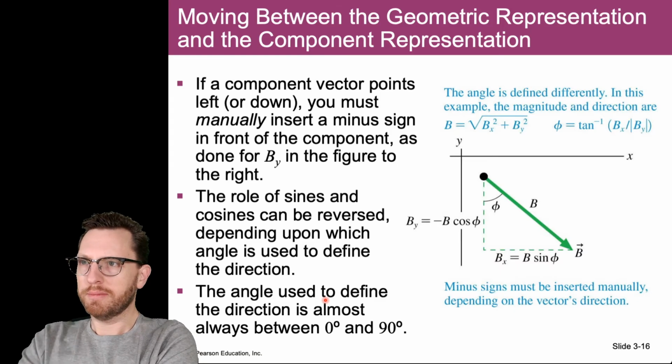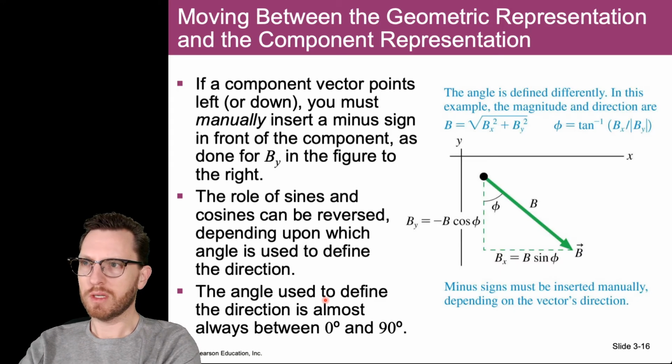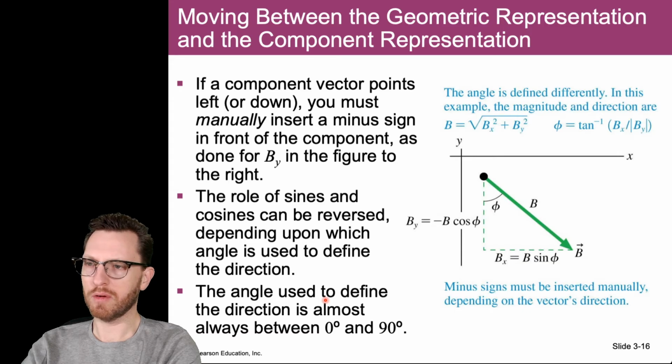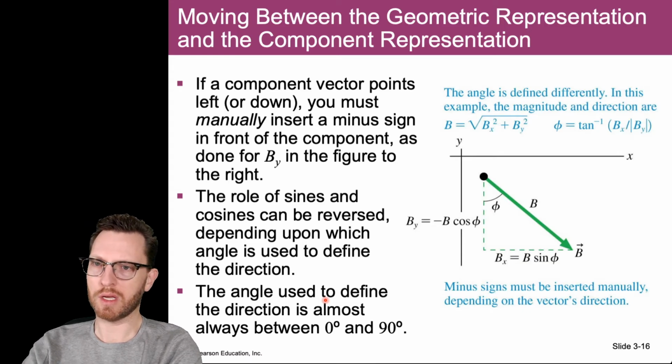If we have a component vector that points to the left or down, you remember you must manually insert that sign in front of the component, as is done in this example for BY. Okay. The role of sines and cosines can be reversed depending on which angle you're using. So be careful not to just blindly say that AY is always associated with a cosine of the vector. It depends on the definition of the angle you're using. The angle used to define the direction is almost always the acute angle, something between 0 and 90 degrees.